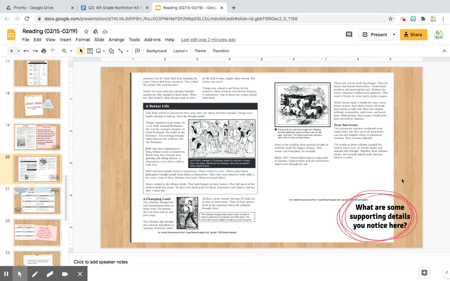All right, now let's take a look here at the last part, True Survivors. The Jamestown colonists weathered some tough times, but they survived. Jamestown was the first English colony to succeed in America. More colonists followed. The people in the colonies changed the land in many ways. So did the plants and animals they brought. Together, these colonies, plants, and animals helped make America what it is today.